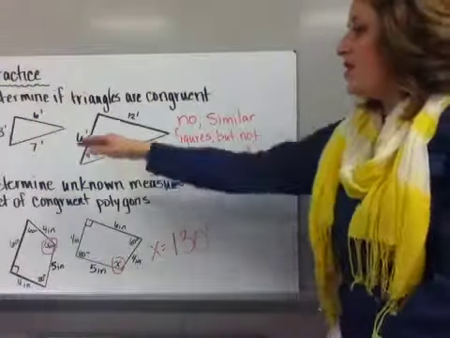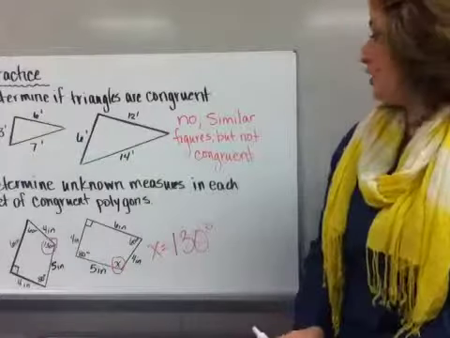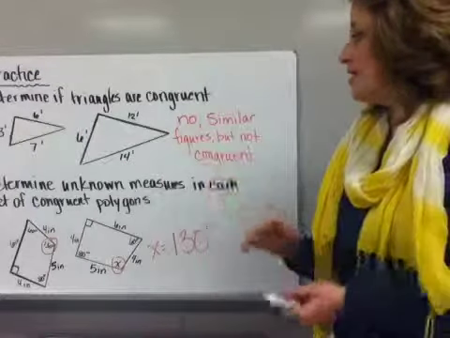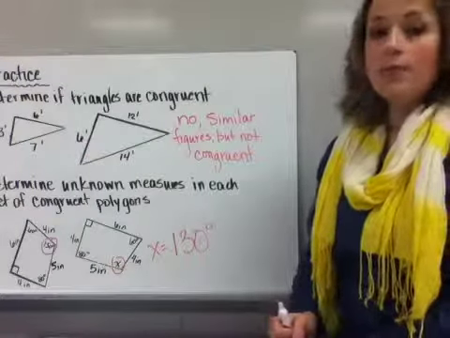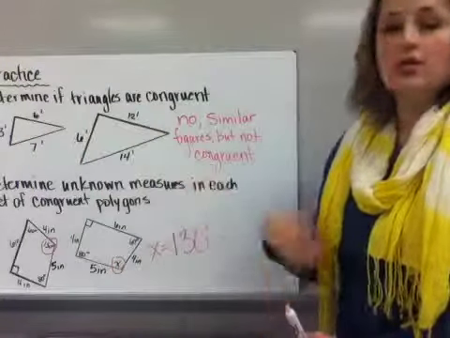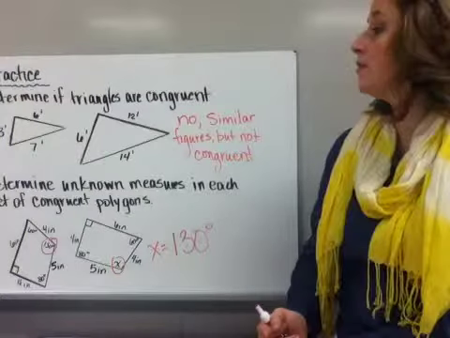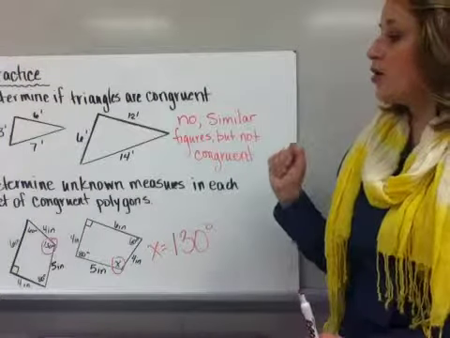On practice A, these two triangles are not congruent. So I put no, and then I added to this, these are similar figures because their side lengths are proportional. You can see that they were scaled by 2, like what we talked about with similar figures earlier in the unit, but they are not congruent.